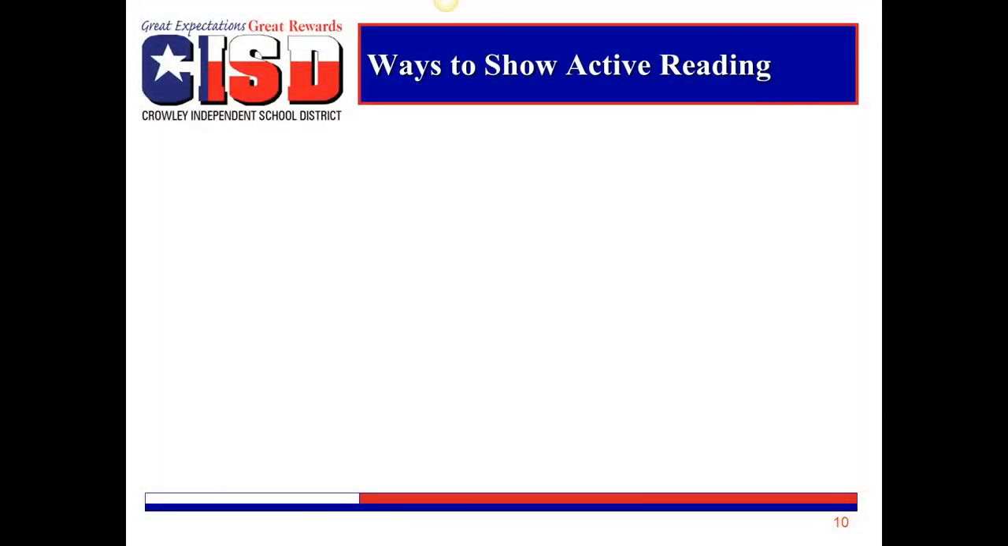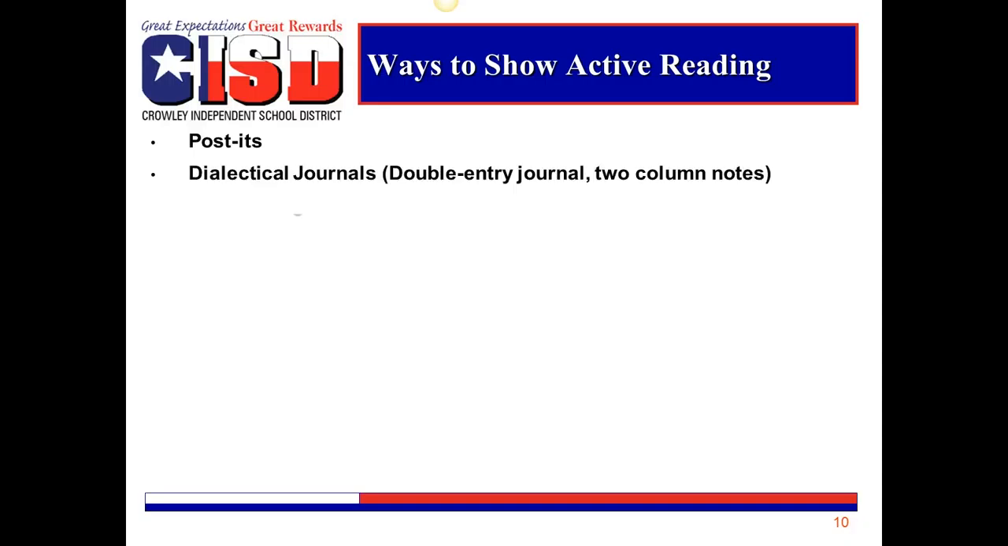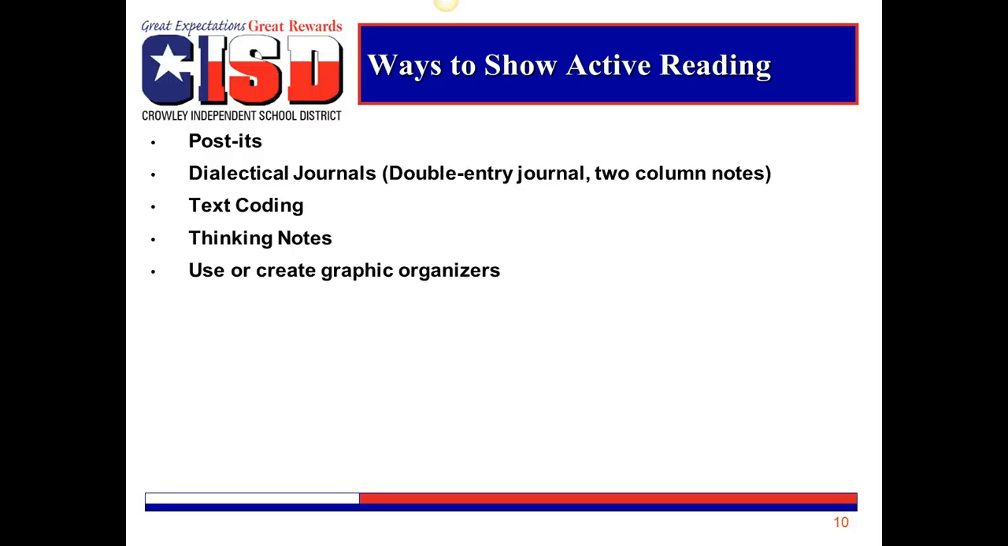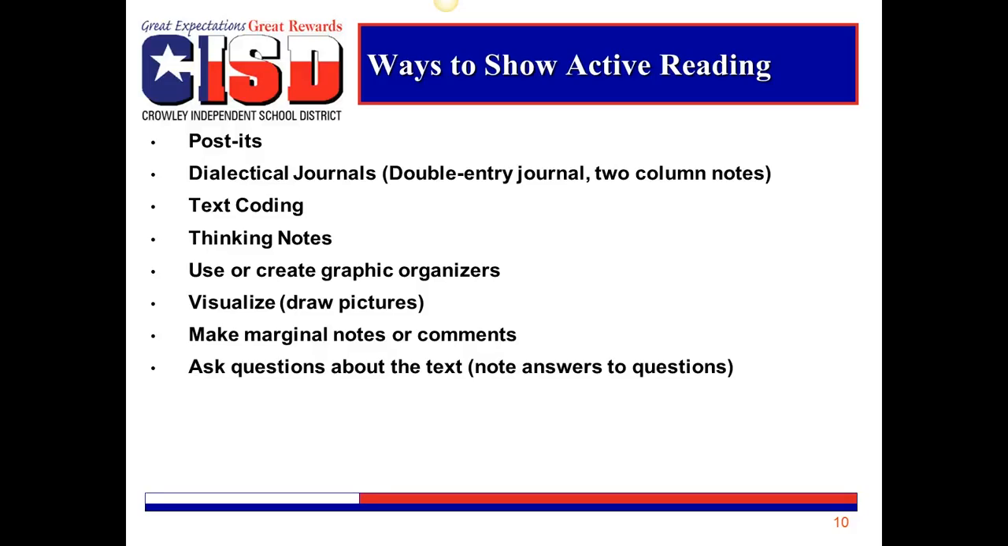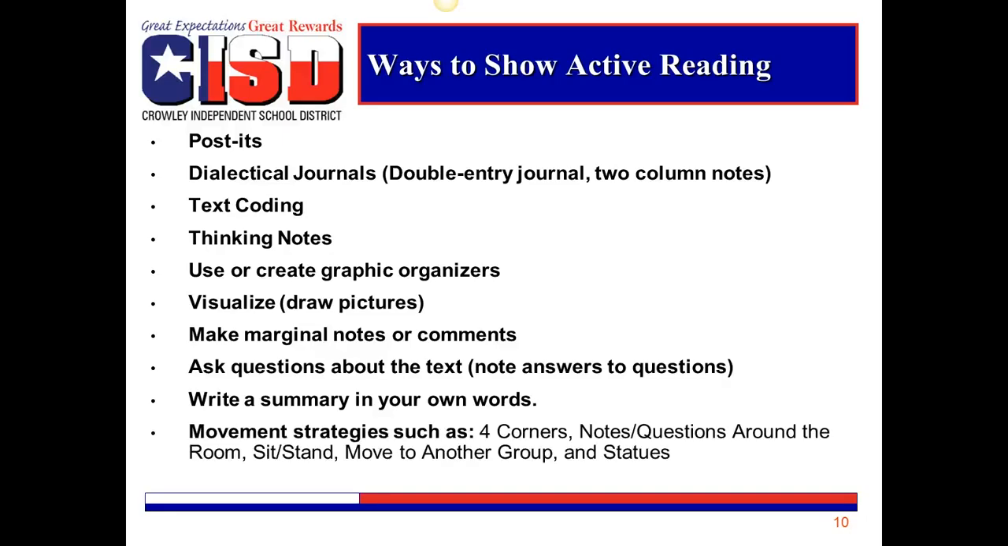Ways for students to show active reading are the use of Post-its, dialectical journals, text coding, thinking notes, using or creating their own graphic organizers, visualizing the text by drawing pictures, making marginal notes or comments or annotations, asking questions about the text and noting their answers to their questions, writing a summary in their own words, or using movement strategies such as four corners, notes around the room, or statues, and of course, discussion.